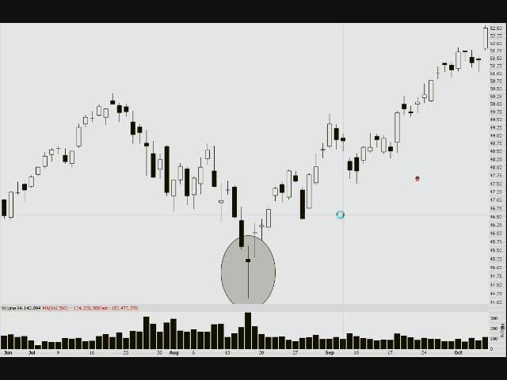So this one is strictly going to be on dojis. We're just going to look through the queues and see if we can find some dojis, and I can show you what they look like.